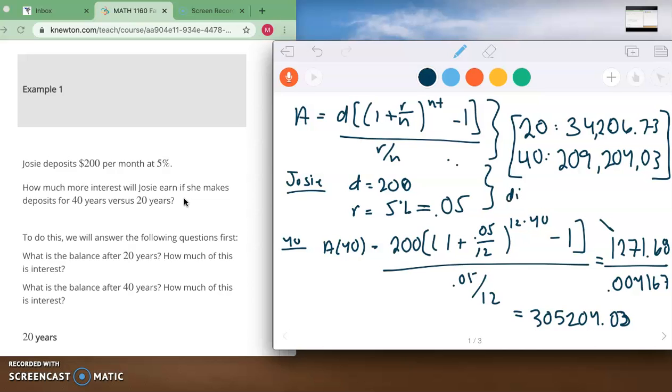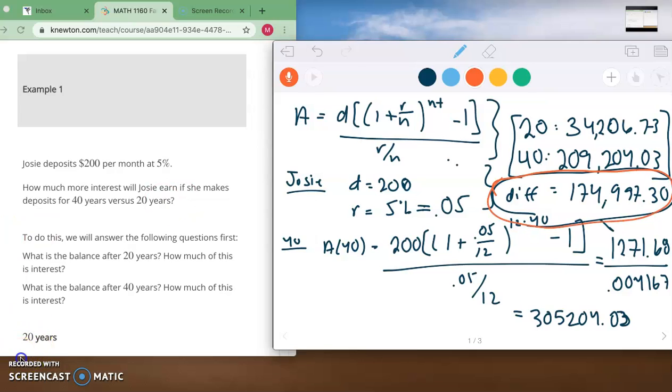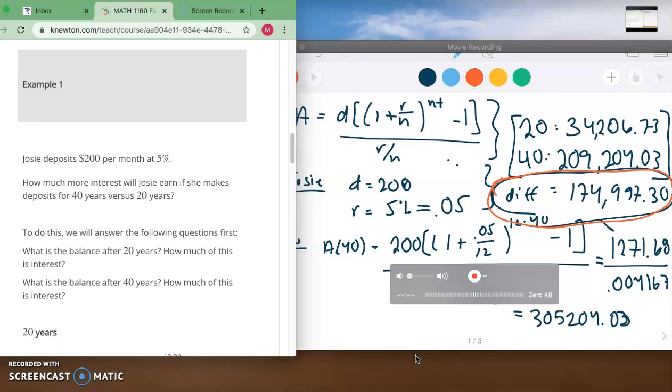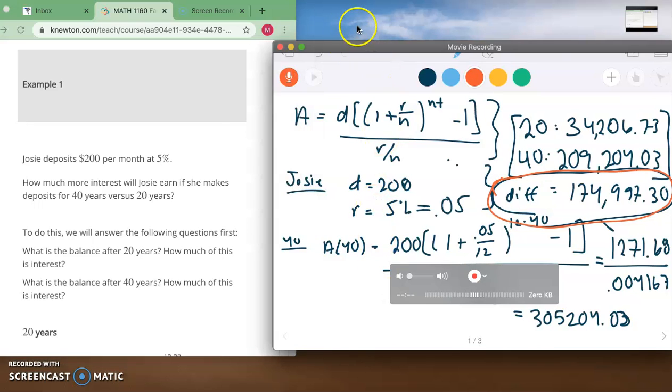And we get the difference. Sorry, this is getting all jumbled in here. I'm running out of room. Difference is equal to 174,997.2 or about 30. So let me make that red so you can see that's the difference. Okay, that's a very, very significant amount. So like I said, this is not just a math lesson in how to calculate annuities, but also how to realize that investing sooner rather than later is always better with retirement investments.